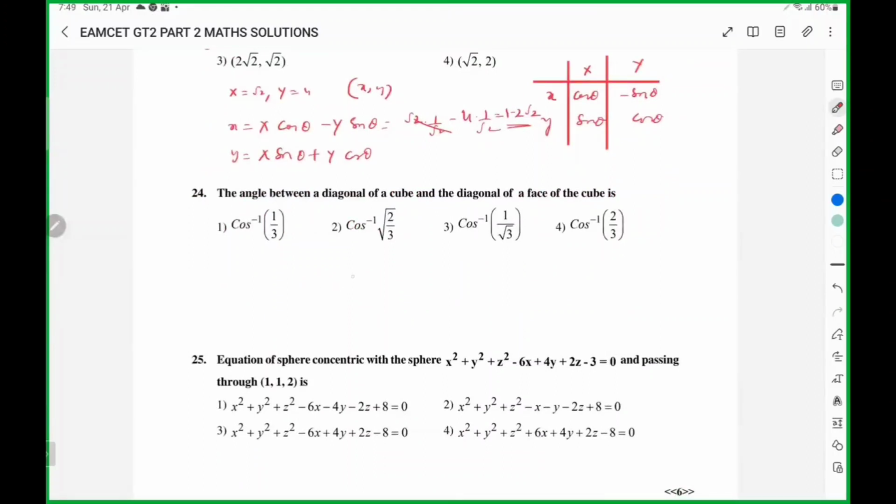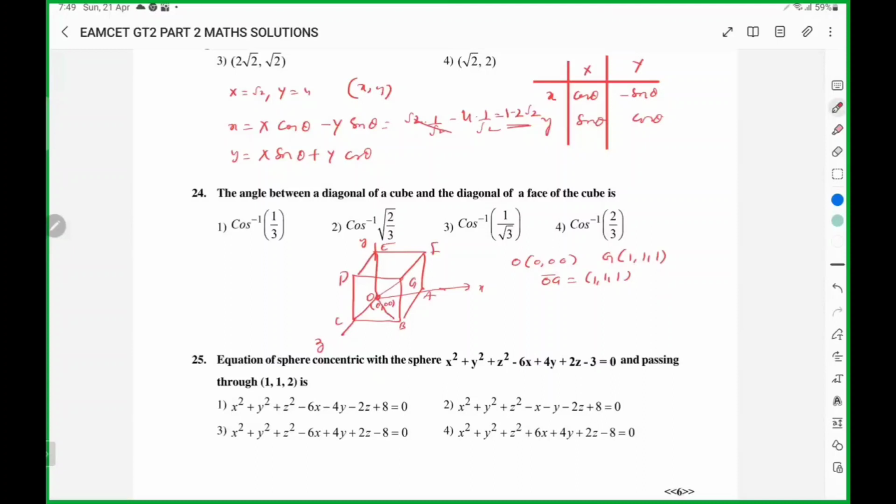Angle between the diagonals of a cube. It is a standard question, but still here, 0, 0, 0, the x-axis, y-axis, z-axis. So say this is O, A, B, C, D, E, F, G. OG is one diagonal. If I consider a unit cube, G coordinates will be 1, 1, 1.